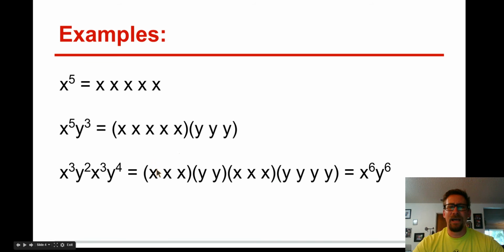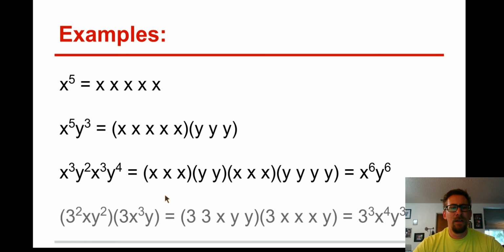Well, I count. I have 6 x's and I have 6 y's, so I can simplify that more. X to the 6th, y to the 6th. So what I've done is I've established a part of my mathematical rule. This is the rule. It's starting, and hopefully you're seeing what we're doing here. And in case you don't, let's write another example.